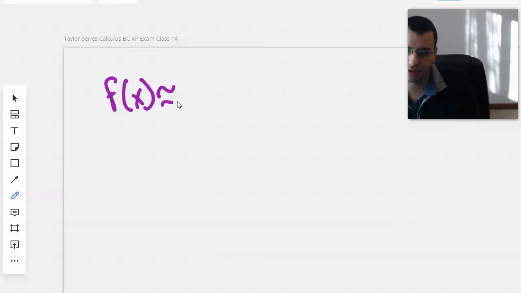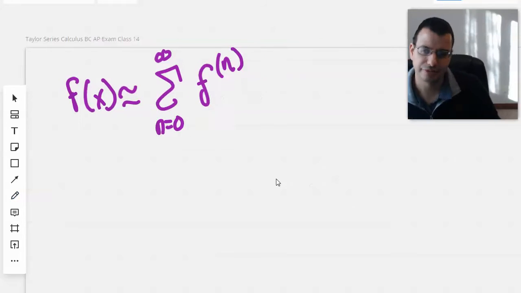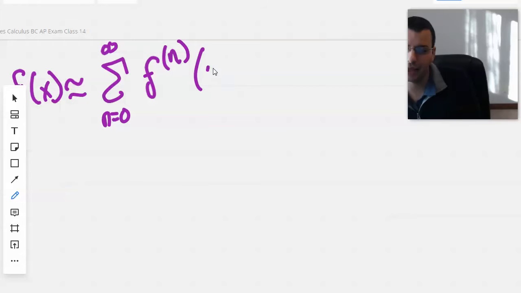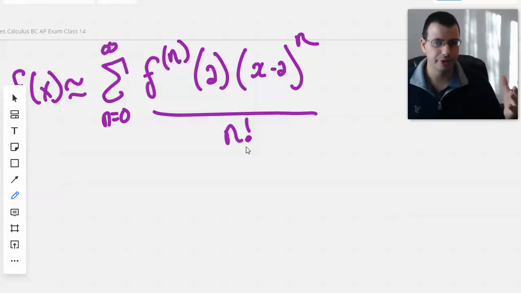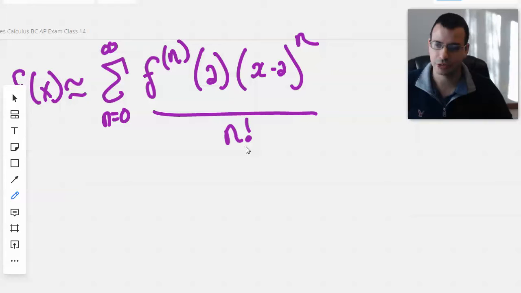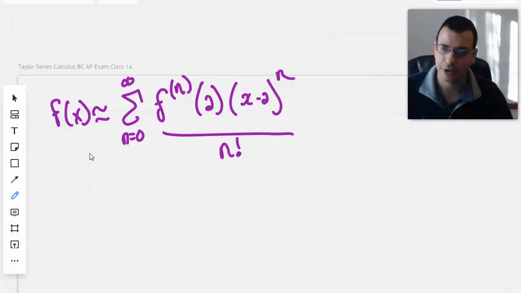I'm going to write it like this. f of x is approximately the sum from n equals 0 to infinity of f, and this is the nth derivative, of a, to the n, all over n factorial. Now it looks pretty big and imposing. Trust me, it's not. Yeah, maybe it is. When your memory is as poor as mine, it probably is a little imposing.